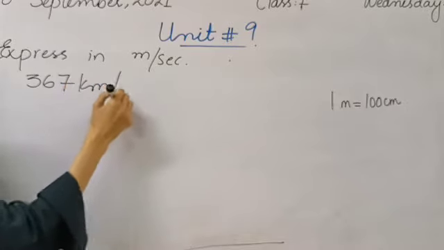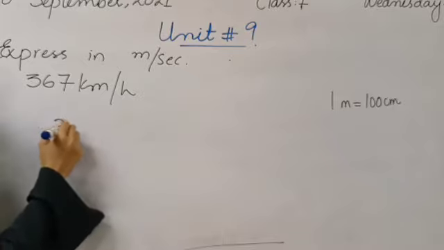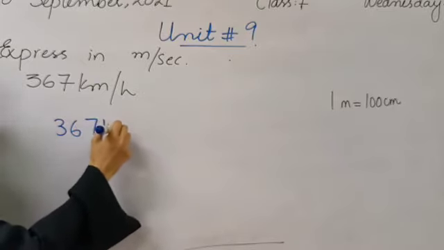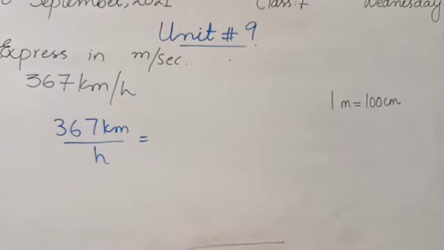367 kilometer per hour. And now we want to convert it into meter per second. Okay? 367 kilometer per hour. To convert kilometer into meter, what will we do?